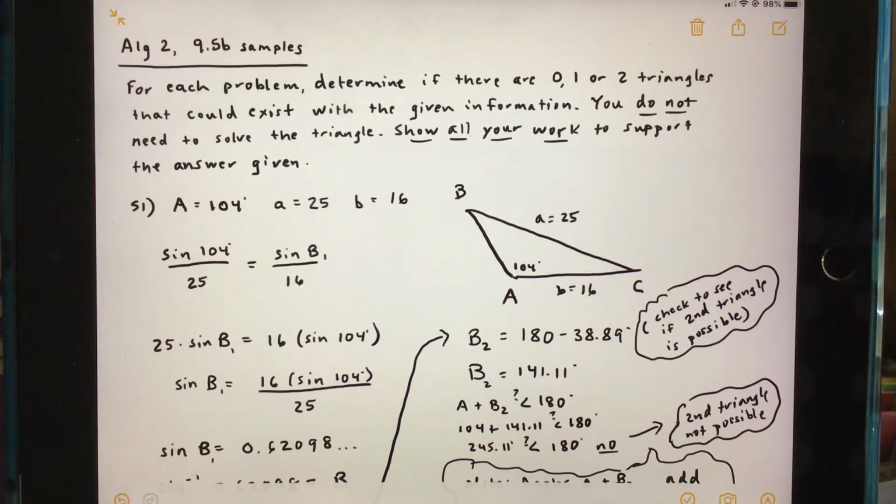Unlike in your homework, where once you found out if there were 0, 1, or 2 triangles, if there were any triangles, you found out all of the missing measurements. You solved the triangle. Well, for our samples and for our quiz, we will stop at the point that we've determined if there is 0, 1, or 2 triangles. We actually will not continue solving the triangle at that point. So I'll make this a little bit shorter.